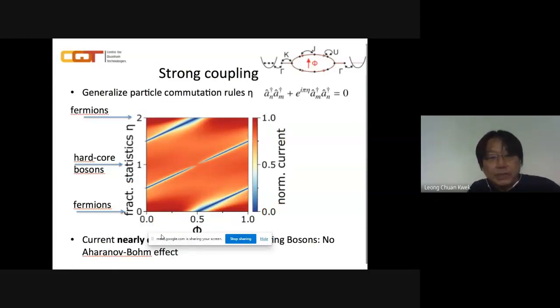So in some sense, if you plot one axis as the fractional statistics, and the other axis as the rotation, you can manipulate different couplings. At a strong coupling regime, you can observe the different types of currents. So the color here just represents current. The red means strong current. The blue means very weak current.